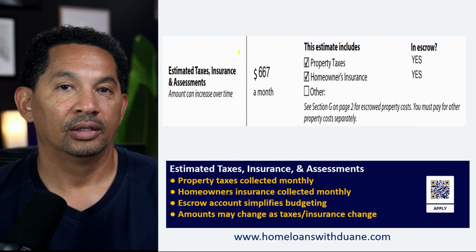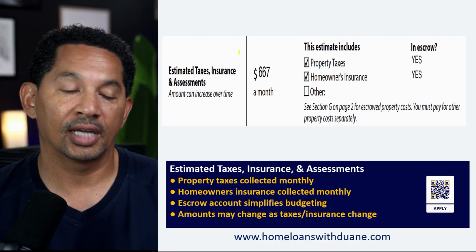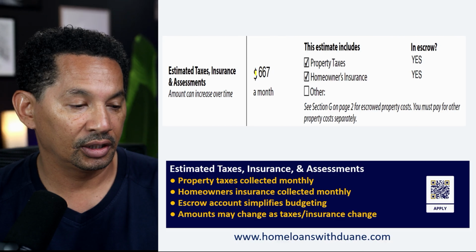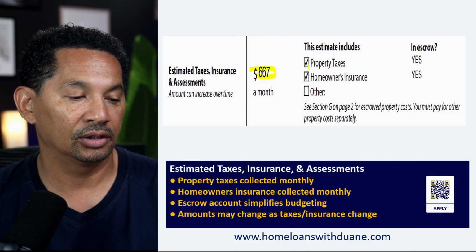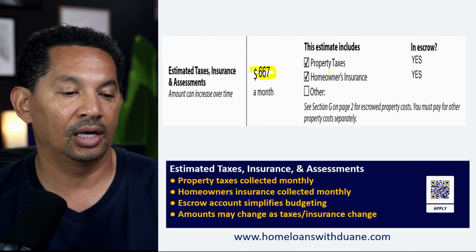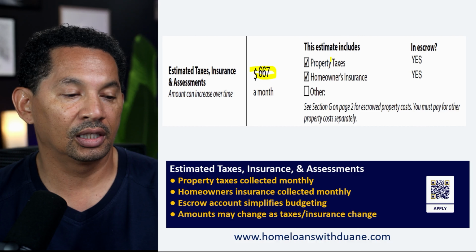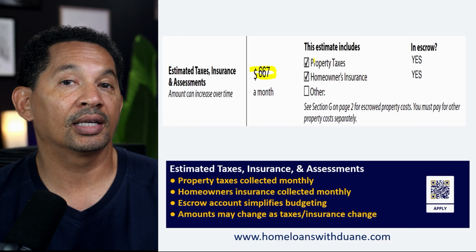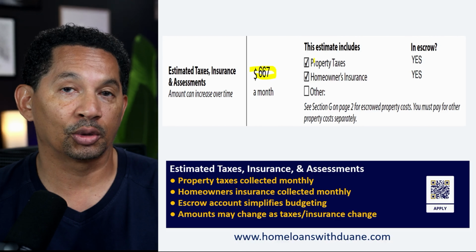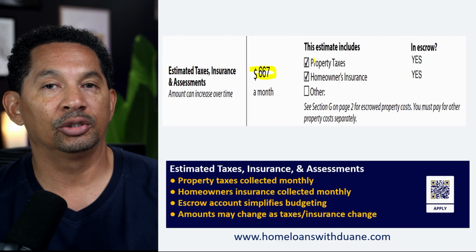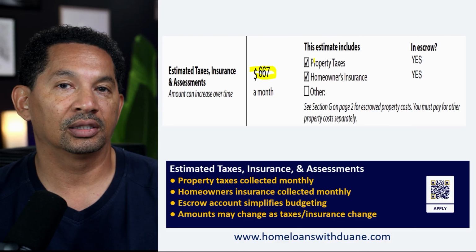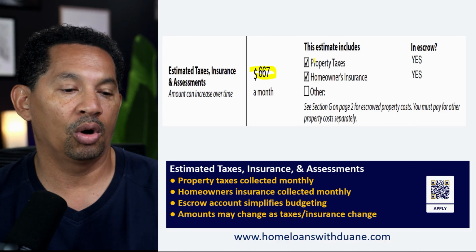Now, this section here is going over the taxes and insurance. And you can see this is the monthly payment for the taxes and insurance, $667. Now, this is an important section. This lets you know if your taxes and insurance are in an escrow account, meaning every month that you make your mortgage payment, your taxes and insurance will also be paid.